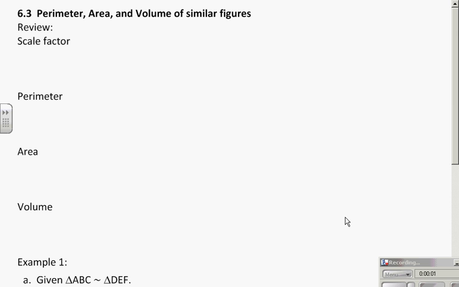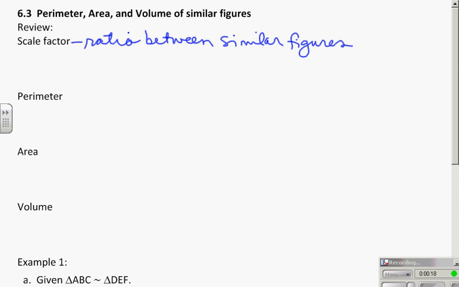Okay, we're going to start off today's lesson with a quick review. Scale factor is a concept we've been talking about, and that is a ratio between similar figures. And we've been talking about how when we're deciding our scale factor, we always take the new figure over the old figure, or the new figure over the original figure. And that helps us determine the order of our ratio.